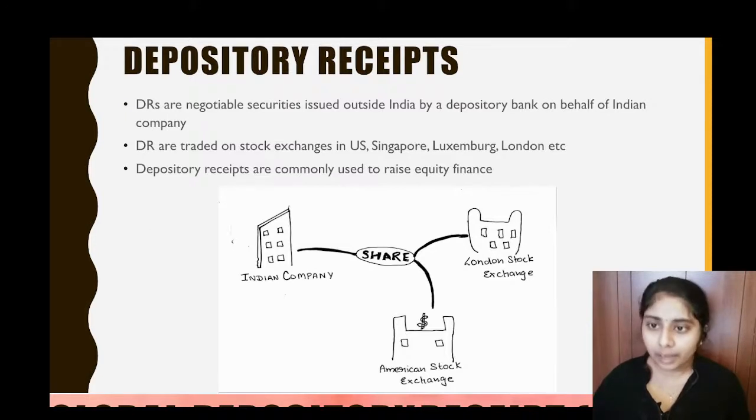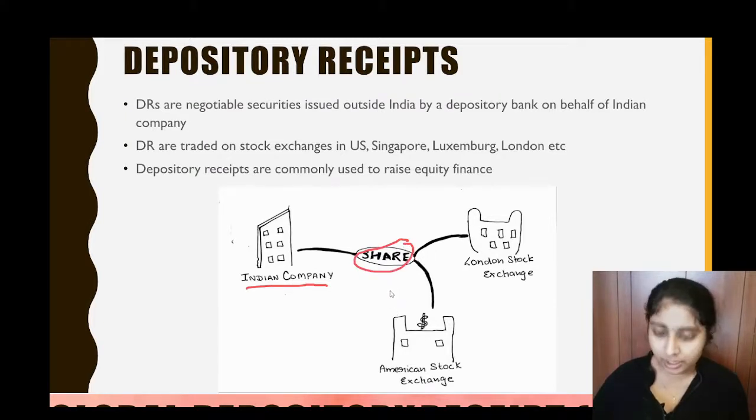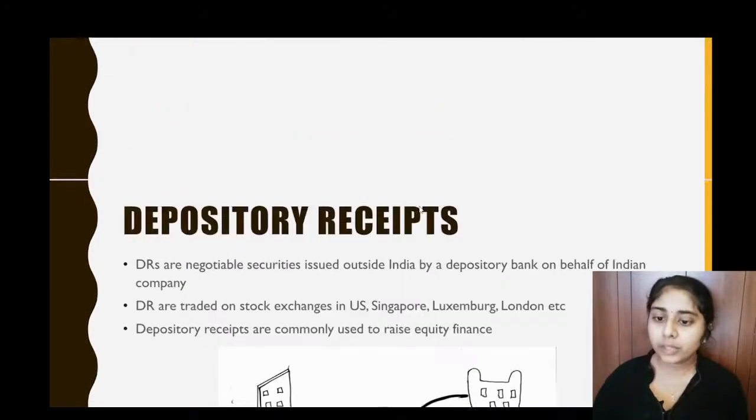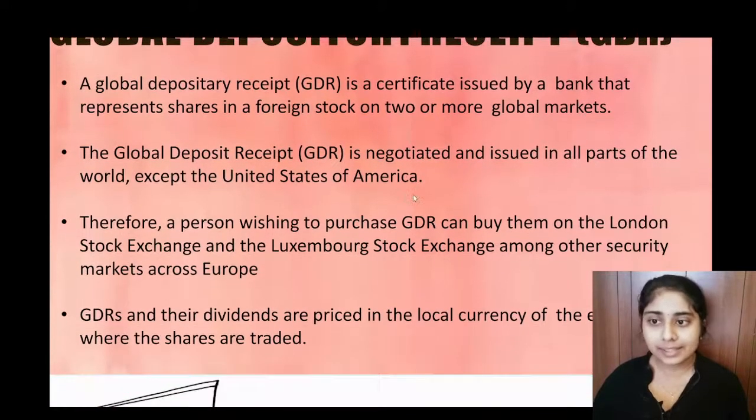We can understand what a depository receipt is with the help of an example. So this is an Indian company, and this Indian company wants to sell its shares to other countries. They can issue these shares in the London Stock Exchange and in the American Stock Exchange, but the Indian company cannot directly sell or issue its shares there. For that, they have to issue depository receipts. Depository receipts are negotiable securities which are issued outside India by a depository bank on behalf of an Indian company.